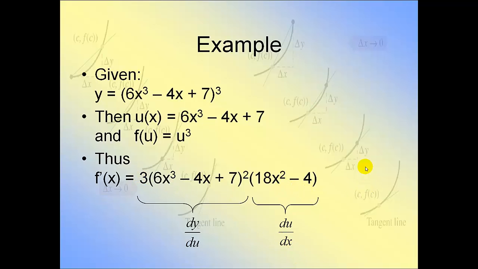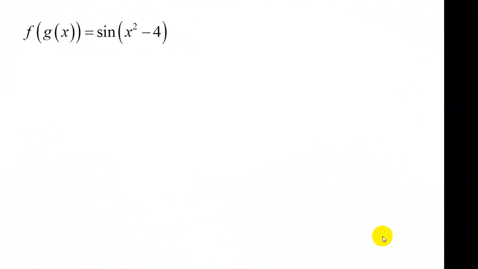And so this is the derivative of this original composite. Let's do another example. And let's say we have the composite function f of g of x equals the sine of x squared minus 4. Now we cannot find the derivative of that without the chain rule. So we're going to let y equals sine of x squared minus 4.